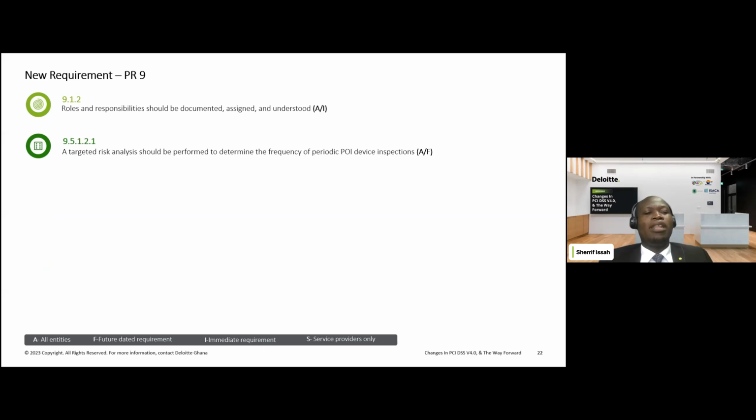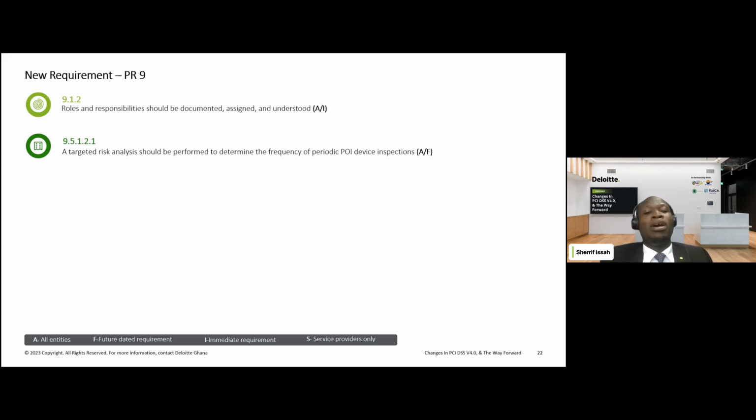So in principal requirement 9, there were 2 new requirements. So 9.1.2 is talking about the roles and responsibilities as earlier indicated. Then 9.5.1.2.1 is saying that there should be a targeted risk analysis performed to determine the frequency of periodic point of interaction device inspection. So when we talk about POI devices, examples are the POS devices, the ATM machines that we have. So what this requirement is saying is that there's a need to perform a risk analysis to determine how frequently you inspect the devices.